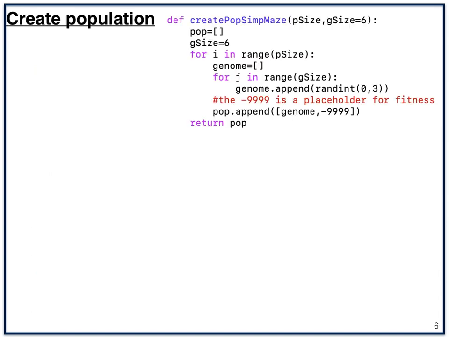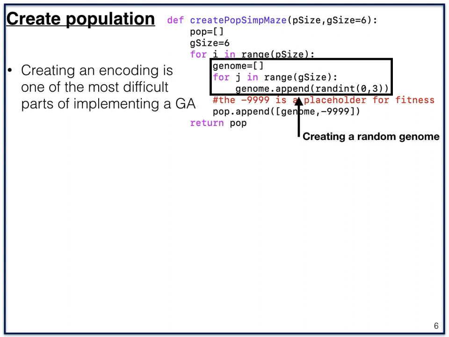So here's a code snippet for creating the population. Now the main thing I want to talk about is creating the encoding, so the encoding for the problem. Creating the encoding is one of the most difficult parts of implementing a GA. So in this example, our encoding is simply a list of numbers from 0 to 3.